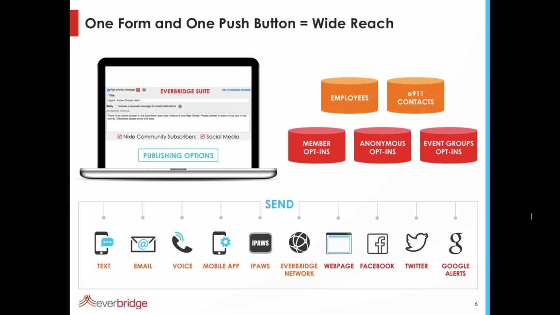So when you push that button, you go through all of those contact sources, and also reach out to a number of other pathways automatically. You can reach out to our mobile application, OneBridge, iPause, the Everbridge network, a web application, Facebook, Twitter, and Google Alerts, all from one push of the button.